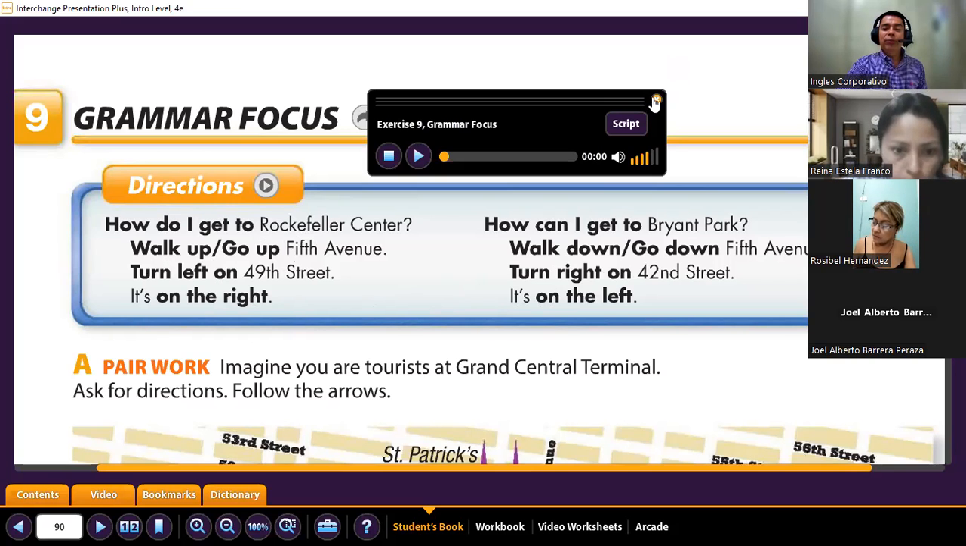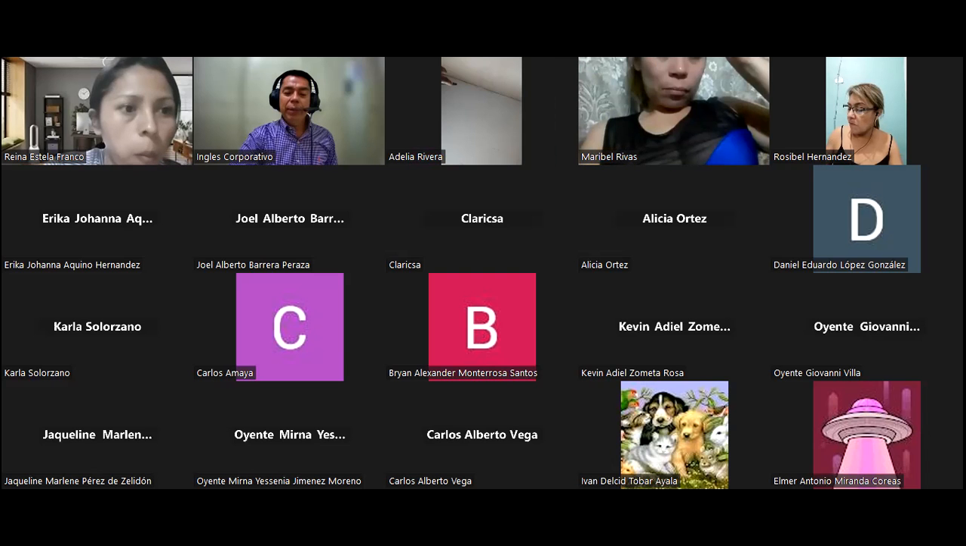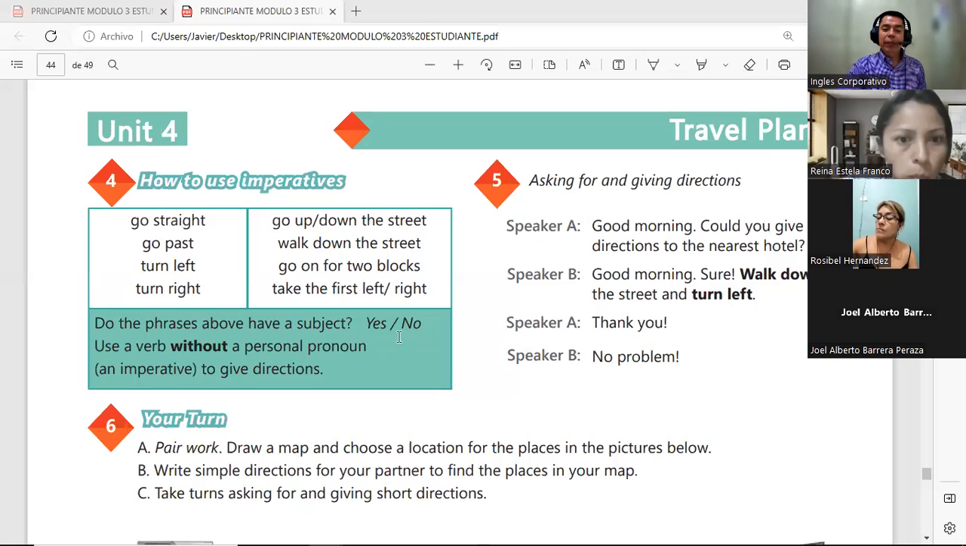Okay, with this information, we're going to see the manual again. And look at the imperatives. Look, go straight, váyase recto. Go pass, pase, pase por allá, right? Turn left. Turn right. Okay? Go up the street. Go down the street. Walk down the street. Walk up the street.